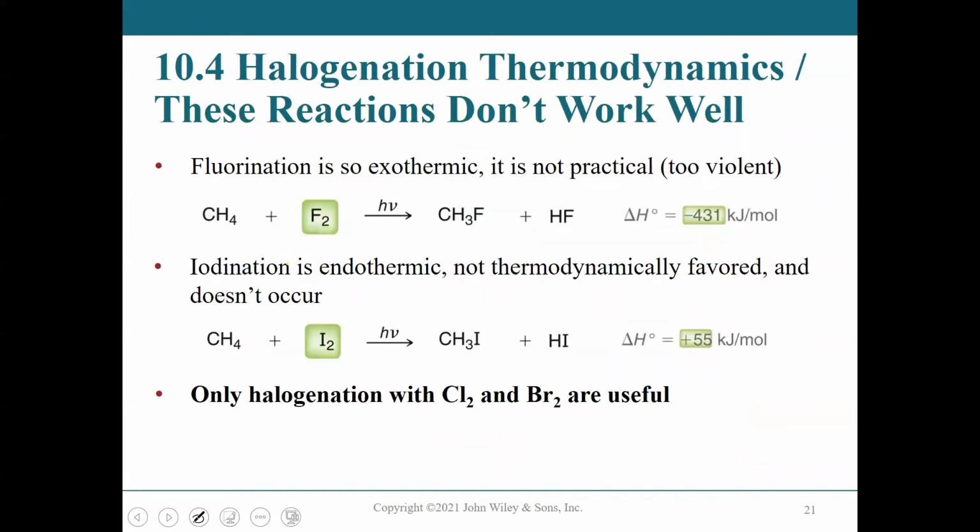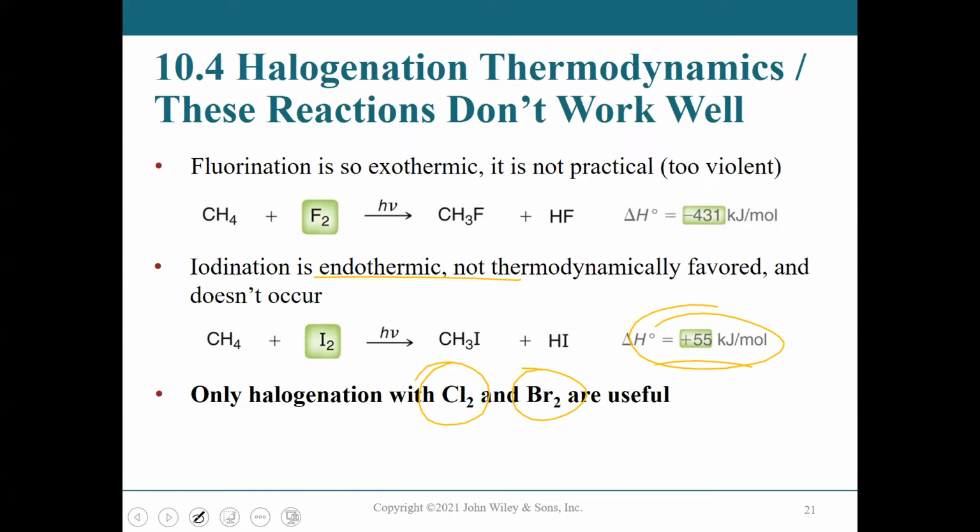Okay, now let's see the details of the halogenation thermodynamics. These reactions don't work well. The only halogenations that are useful are chlorination and bromination. Iodination is endothermic. It needs too much energy. So that's why it is not thermodynamically favored. Maybe breaking up the iodine homolytically takes too much energy.